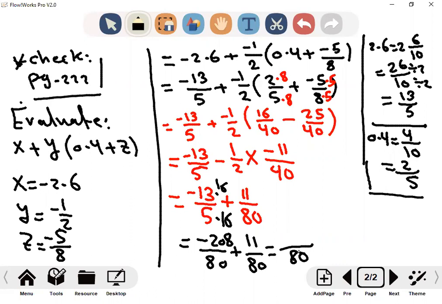Let's subtract. 208 minus 11. Negative 199. So here 97 with negative sign.